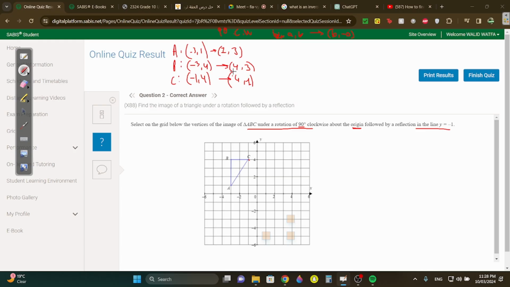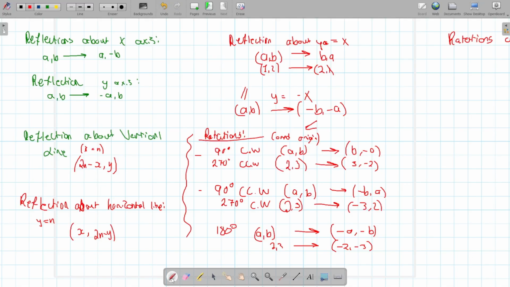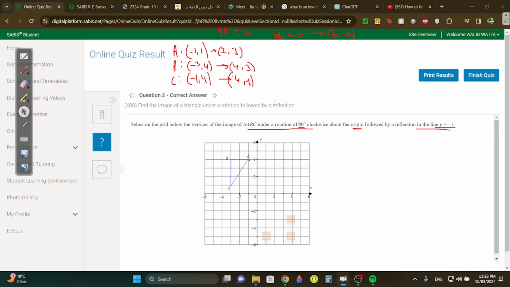Then they say followed by reflection of the line y equals minus 1. If you're reflecting about a horizontal line, it's the same thing, except 2n minus y, because horizontal is y. So it's x comma 2n minus y. Let's apply the formula. It will be x, which is 1, comma 2 times minus 1, minus 3. Because minus 1 is our n.